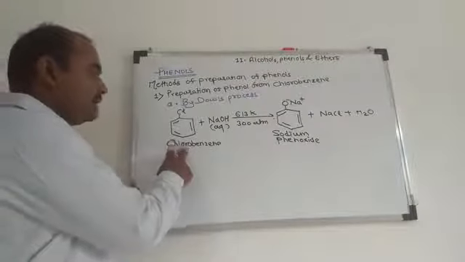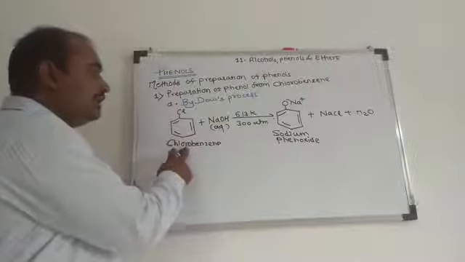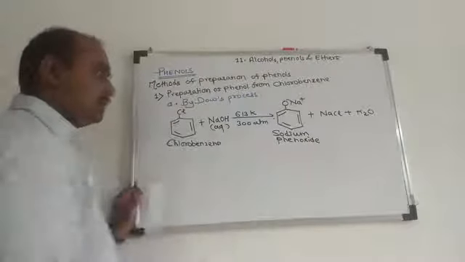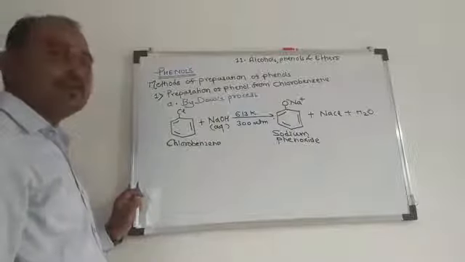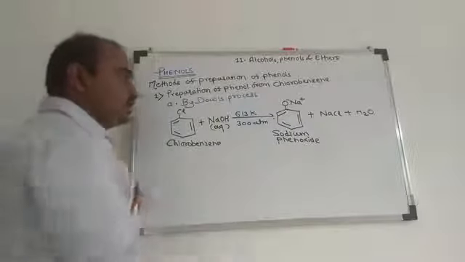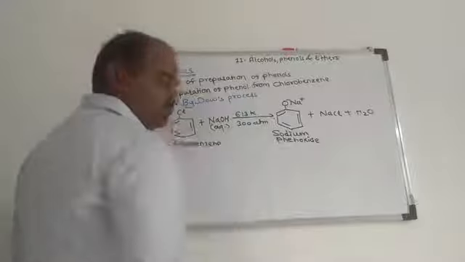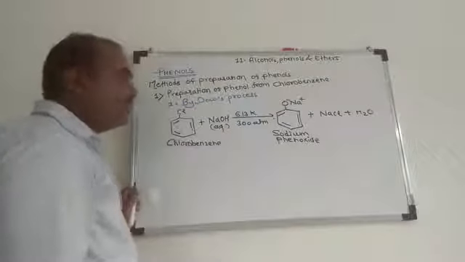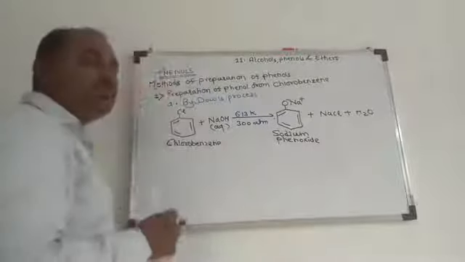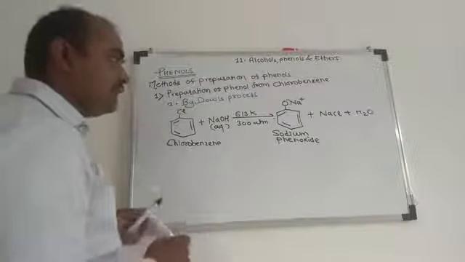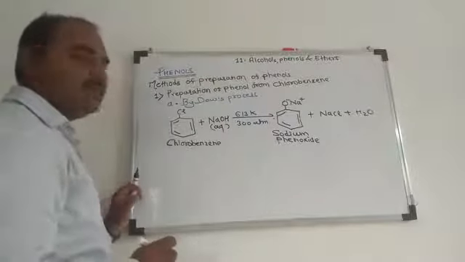Okay, let me tell you again what happened. In the first step we heated chlorobenzene with aqueous NaOH at 613 Kelvin and 300 atmospheric pressure. So you will get sodium phenoxide, and the byproducts are NaCl and H2O. Now we have to balance the reaction.